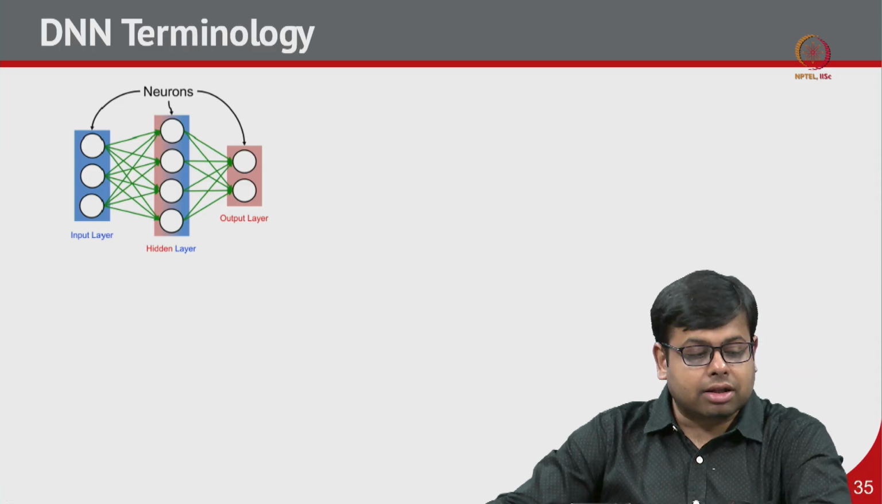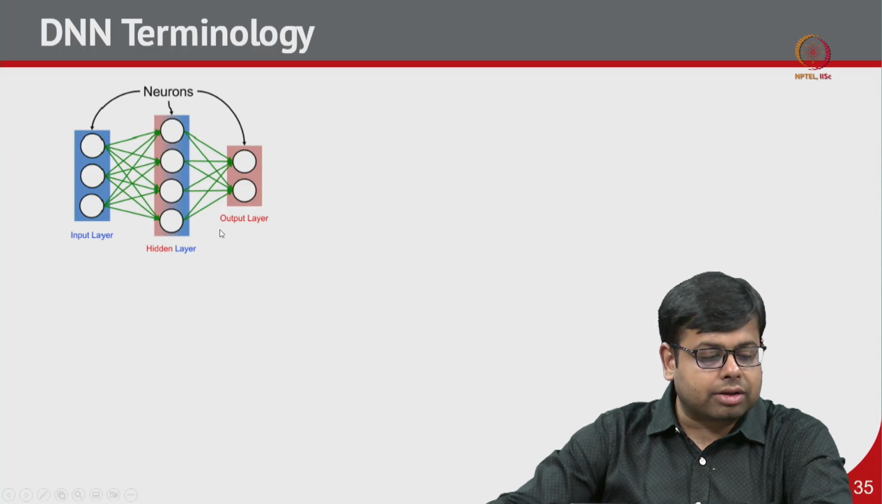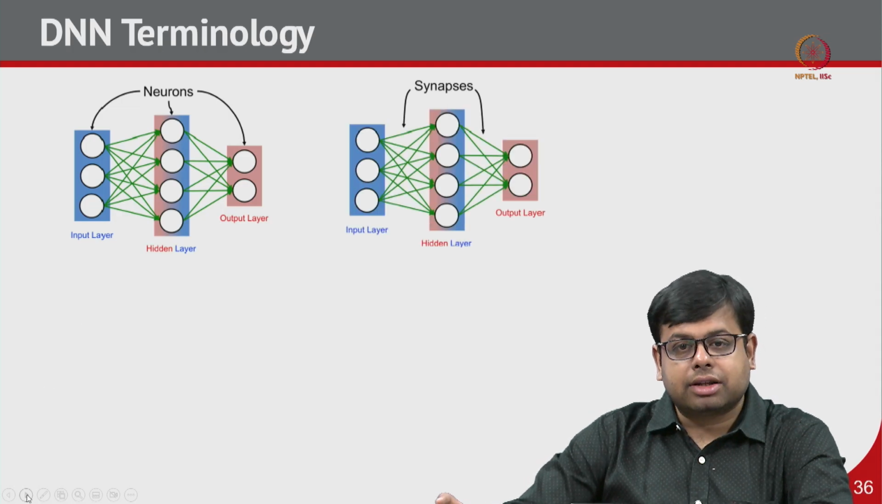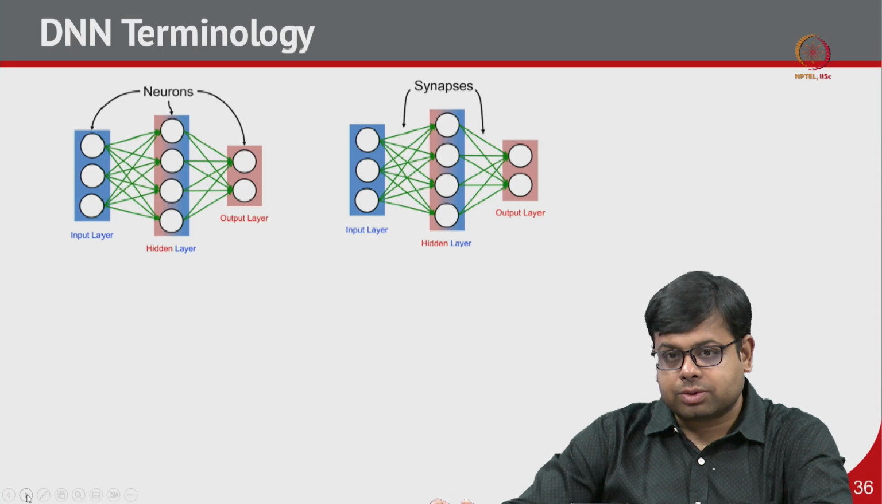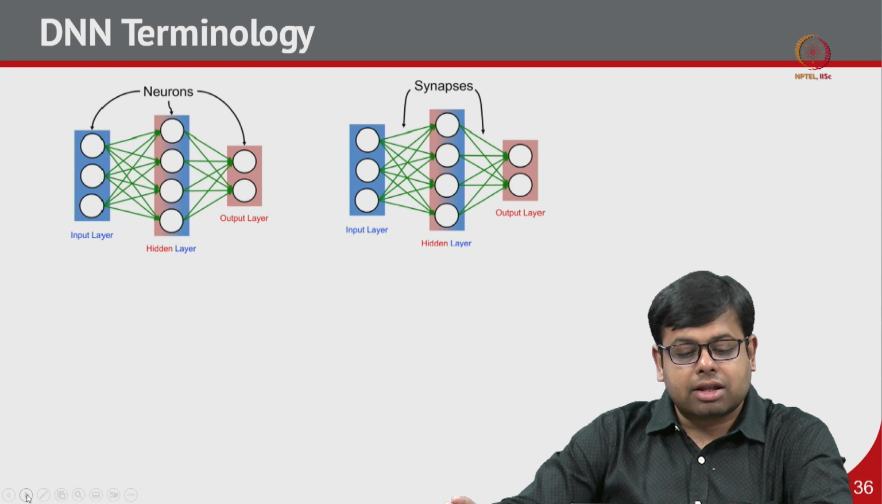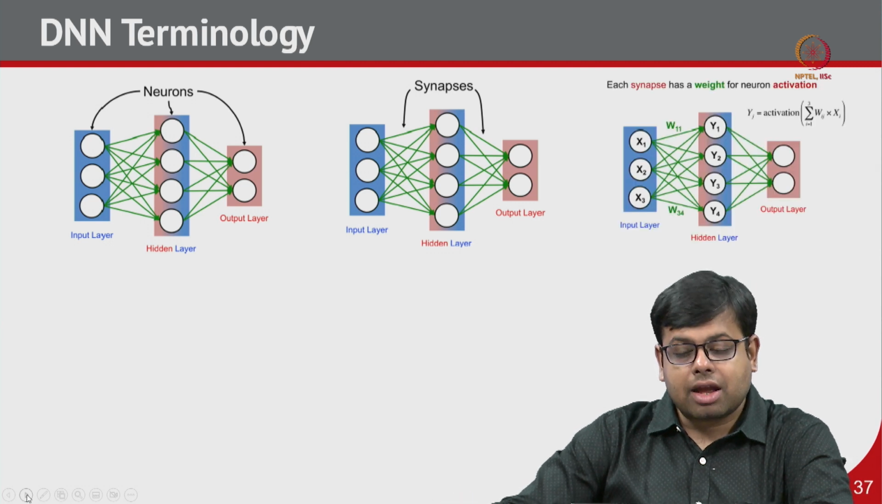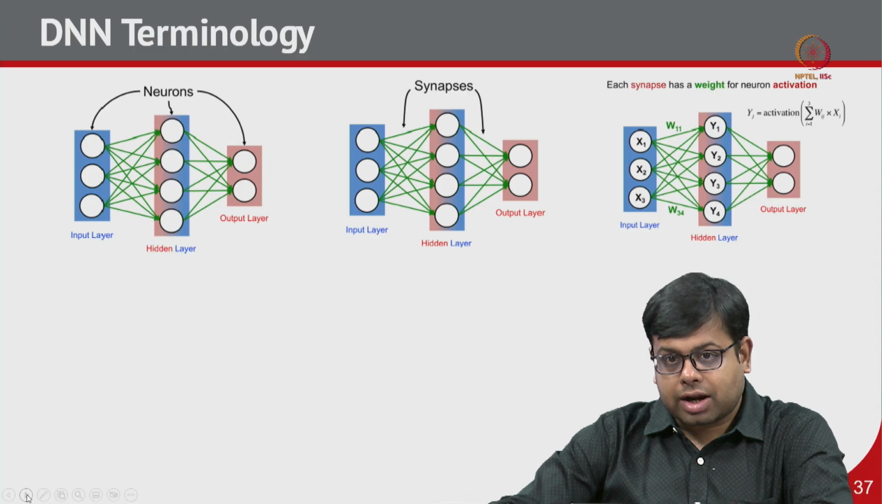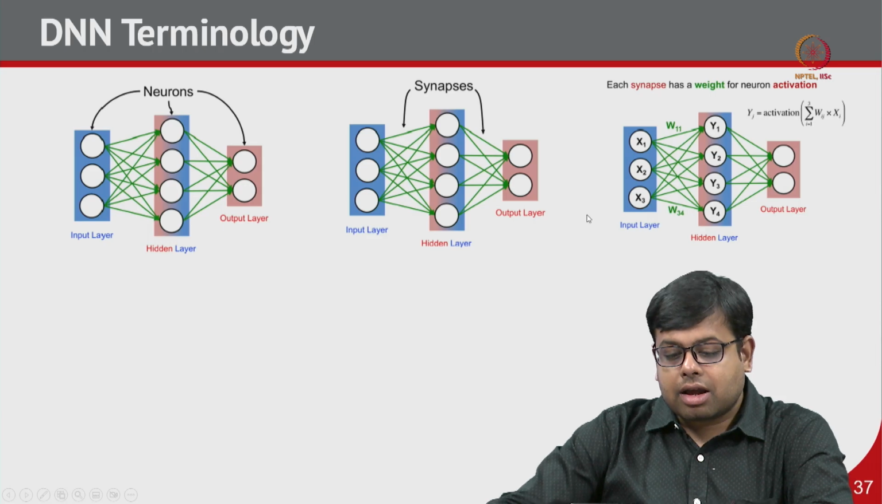There are multiple neurons in each of the layers. Those neurons in different layers are connected with weights, correct. Again, I am talking about weights, but in much of the literature you will see that they are called synapses, right. The neurons in different layers are connected with synapses, and each synapse has a weight for the neuron activation. As you remember, we already explained this when we discussed the multi-layer perceptron.